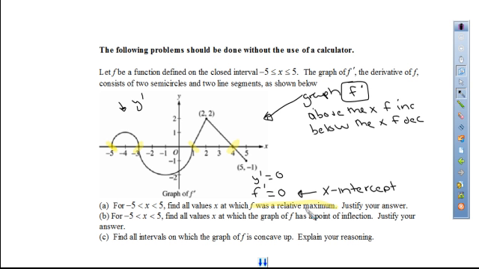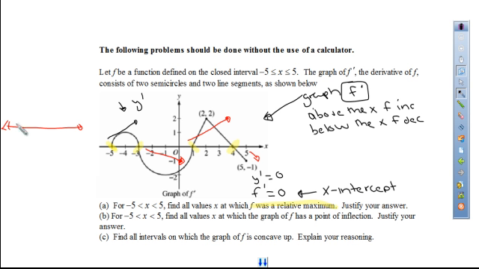So where are my relative maxima? Notice that I'm going above the x-axis here, so my function is increasing here. Notice that from negative 3 to 1, it is below the x-axis, so my original function is decreasing in this interval. From negative 1 to 4, I'm above, so I'm increasing. And from negative 4 to 5, I'm below, so I'm decreasing. As we do a number line, it makes it a little bit easier to see.